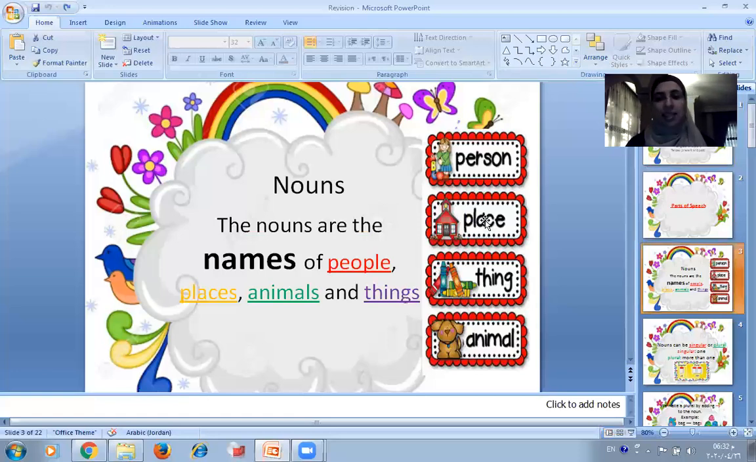Let's go to places. Places in the world are nouns, nouns, nouns. The places in the world are nouns, nouns, nouns. School, hospital, and mall.